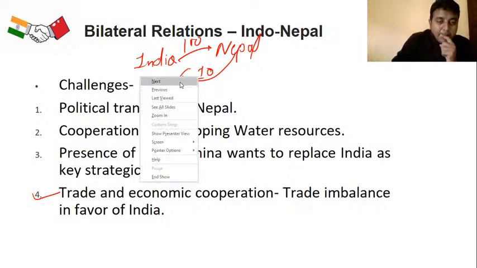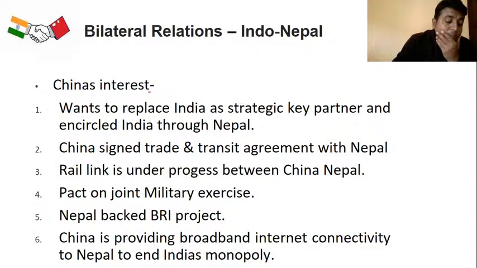Okay. Next, why is China so interested in that area? That is also an important point. Why China, and what are the reasons? So here are the Chinese interests in Nepal, for many reasons. The first is that Nepal was a strategic partner of India for a long time, and now China wants to grab this opportunity.